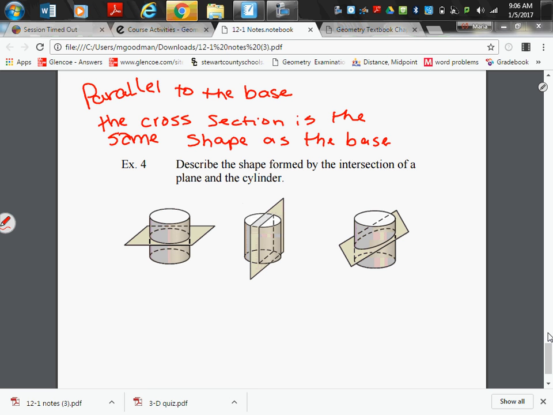So that would be this cylinder right here. It's been cut. They've taken a plane and they've stuck it in there and cut it. And this piece right here is the same shape as the top and the bottom, the bases. So if you cut it parallel, it's the exact same shape as your base.